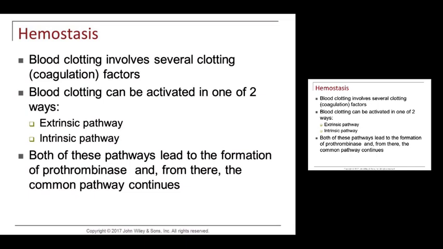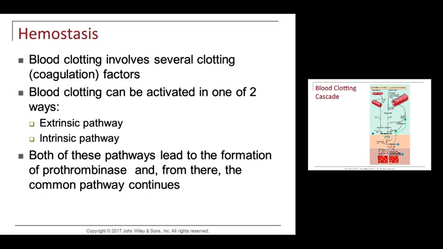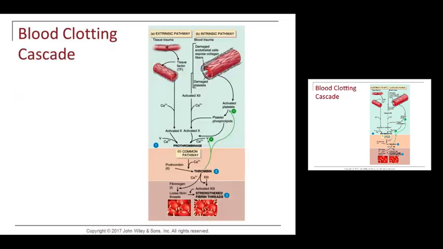So blood clotting involves several separate coagulation steps and factors. I'm not going to ask you to memorize all of the steps. It really isn't important, but I want you to be familiar that there's an extrinsic pathway and an intrinsic pathway, both of which are going to lead to the same end result. Both of the pathways lead to the formation of prothrombinase, and from there, the common pathway continues. So you can see on the left, there's an extrinsic pathway, some sort of tissue trauma that takes place. And then on the right, there's an intrinsic pathway. There's some damage to the blood vessel lining internally.